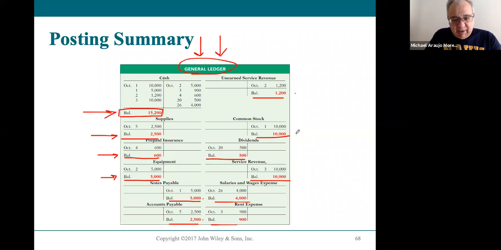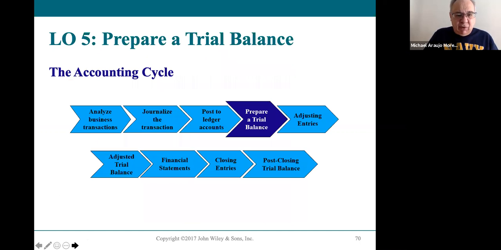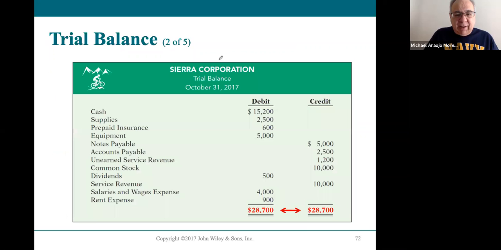Common stock has a credit balance, but dividends has a debit balance. Revenue has a credit balance, but your expenses have debit balances. Well, if you did all your accounting well, the accounts that have balances on the debit side will equal the balances of the accounts that have credit balances on the credit side. And we do this in a very simple statement called a trial balance.